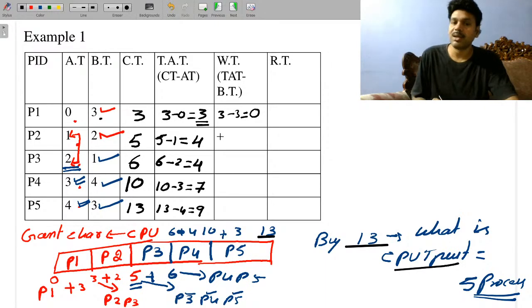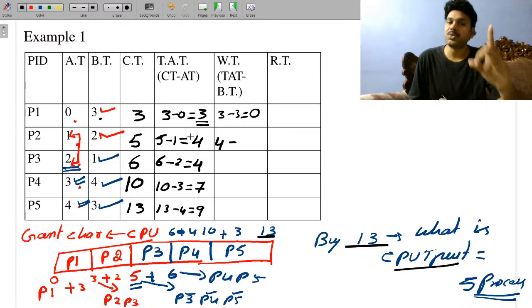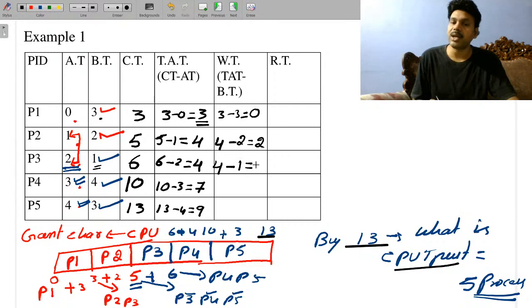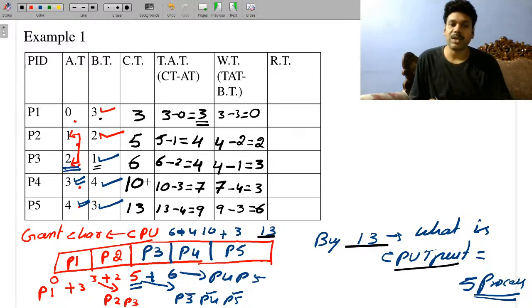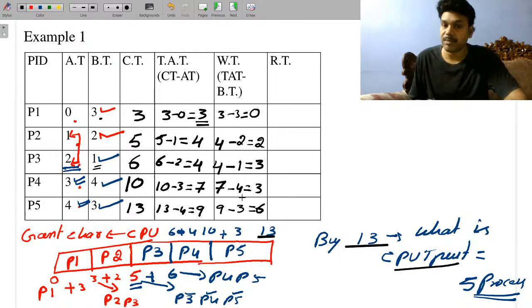Others may be having. So my starting and ending time is 4, but I'm with the CPU only 2 units of time. So the remaining I am under waiting. So starting and ending time is 4. My CPU execution time is only 1. I am busy with the CPU only one time. The remaining is waiting time. It is 7 minus 4, that is equal to 3, and 9 minus 3, that is equal to 6. So 3 minus 3, and 4 minus 2, and 4 minus 1, and 7 minus 4, and 9 minus 3. Now, what is the response time?